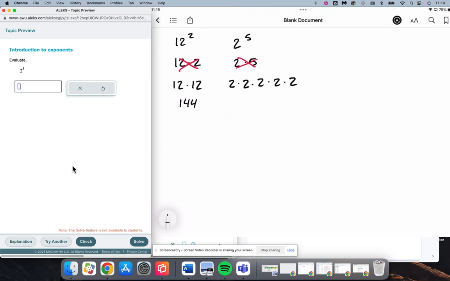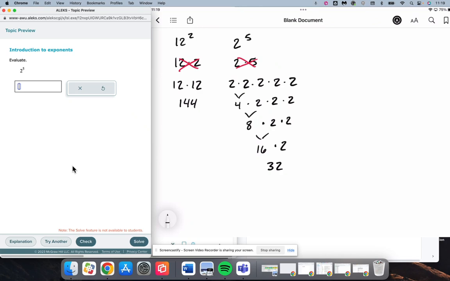Now there are a few ways to do this. If you're trying to do this mentally, what I would do is 2 times 2 is 4, times 2, and just bring down the rest. That makes 8. Bring down the rest. That makes 16. Bring down the rest. And we end at 32. That's an efficient way to do that if you want to do it mentally.